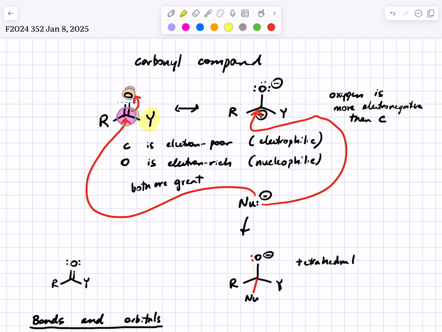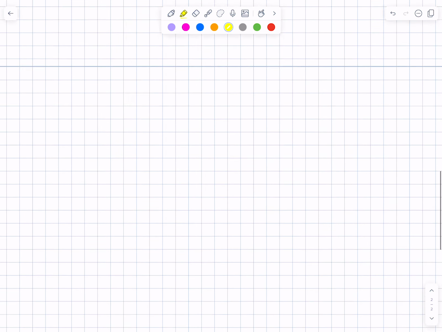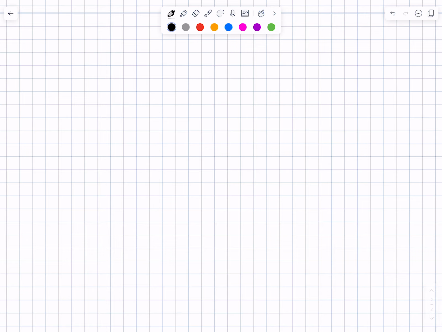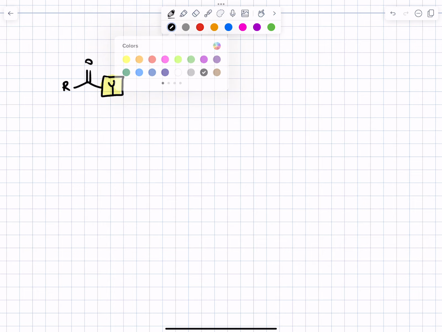We need to now focus in on this Y group and its impact on the reactivity of the carbonyl compound. There are two questions we want to ask that are going to help us understand how this Y group impacts carbonyl reactivity. The first question we want to ask is: is Y a good leaving group?